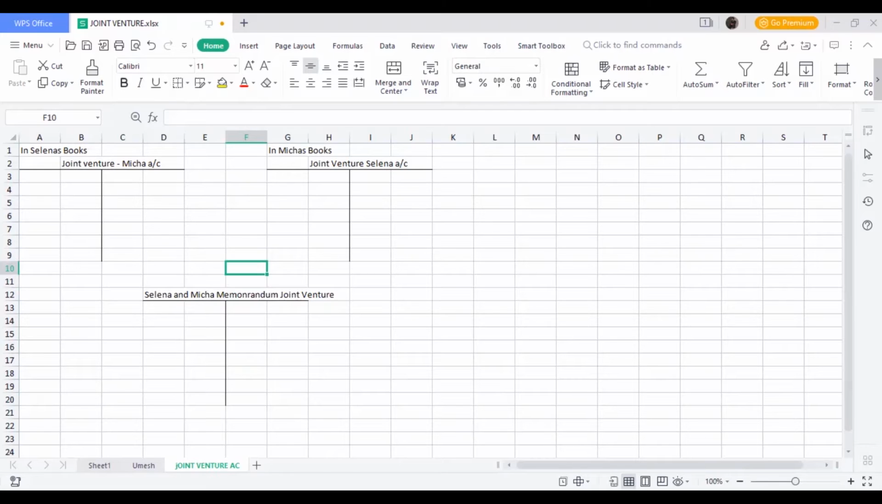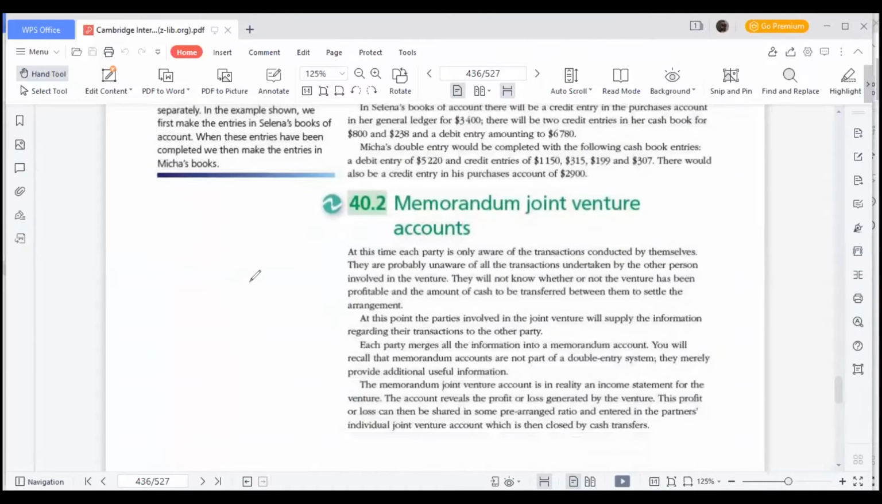So let's see what is a memorandum of account before we move on to the question. I'll show you the meaning of memorandum of account. Memorandum joint venture accounts mean at this time each party is only aware of the transaction conducted by themselves. They are probably unaware of all transactions undertaken by the other person involved in the venture.